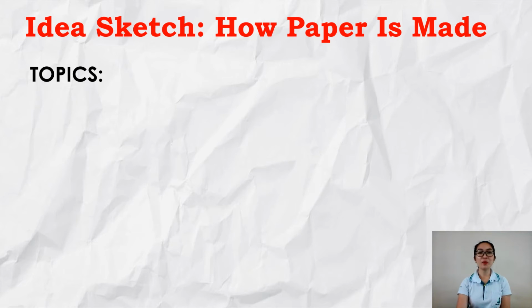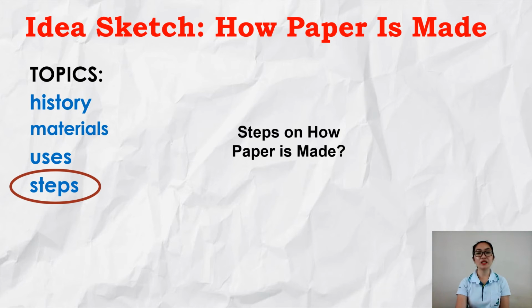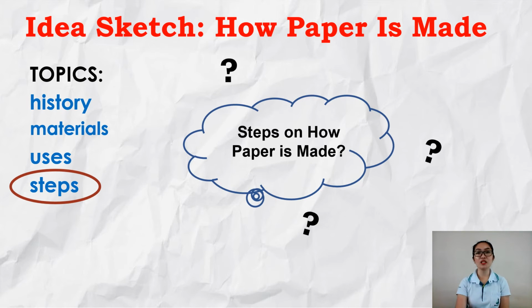If you can still remember the video that we watched last time on how paper is made, there are actually a lot of topics that we can talk about. We can talk about the history of paper, the materials used when making paper, the uses of paper, or the steps on how to make paper. So for example, we pick the steps on how paper is made. So for idea sketching, we just put our title in the center and then all the details are just put around it.